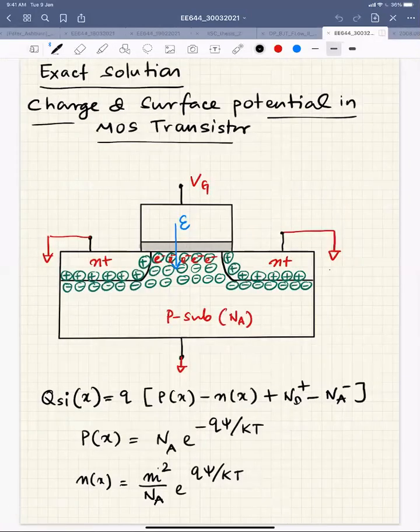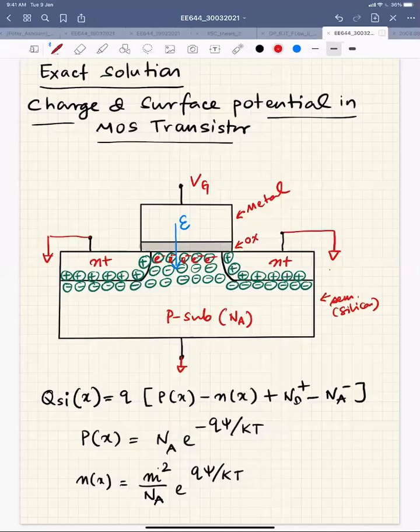If you look at the operation of the MOS transistor, basically we are interested in the charges in the silicon, right? I have my metal, here the oxide, and the semiconductor. So this is the silicon. When you apply gate voltage, charges are induced in the silicon, and I am more interested in those charges.